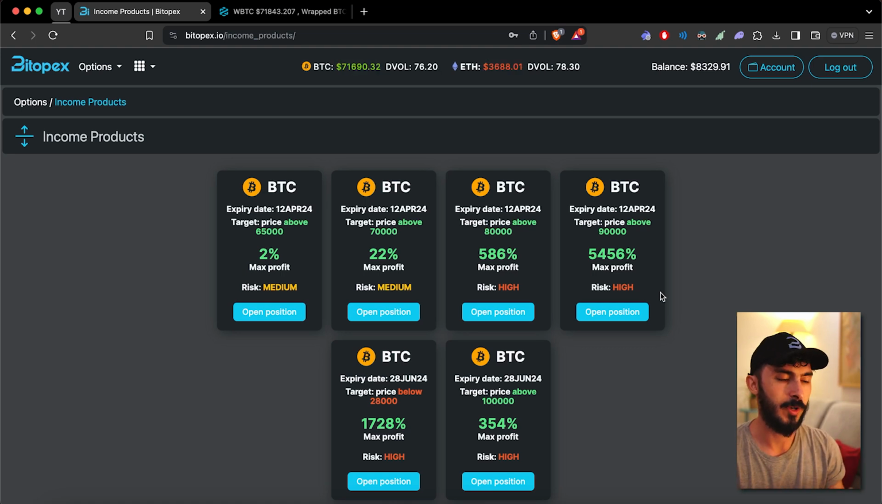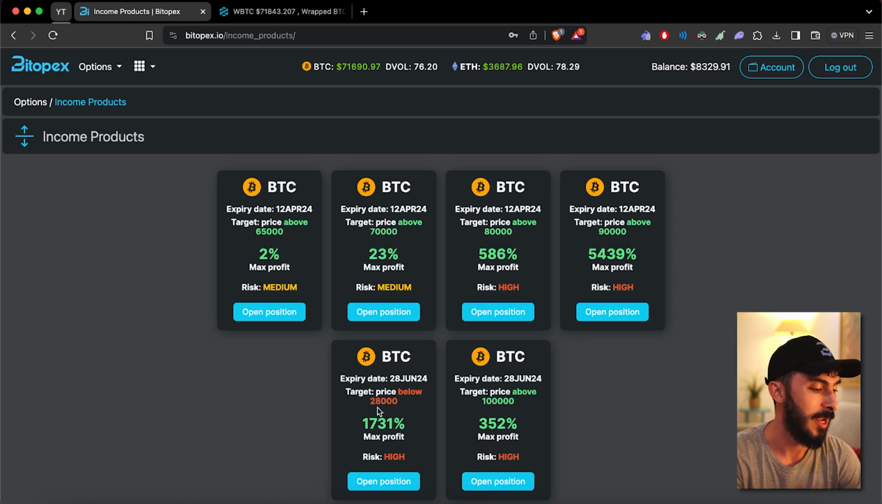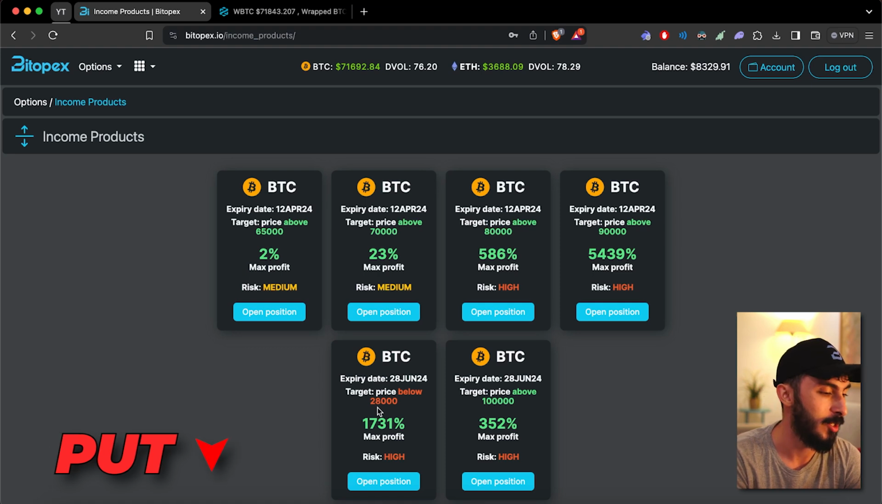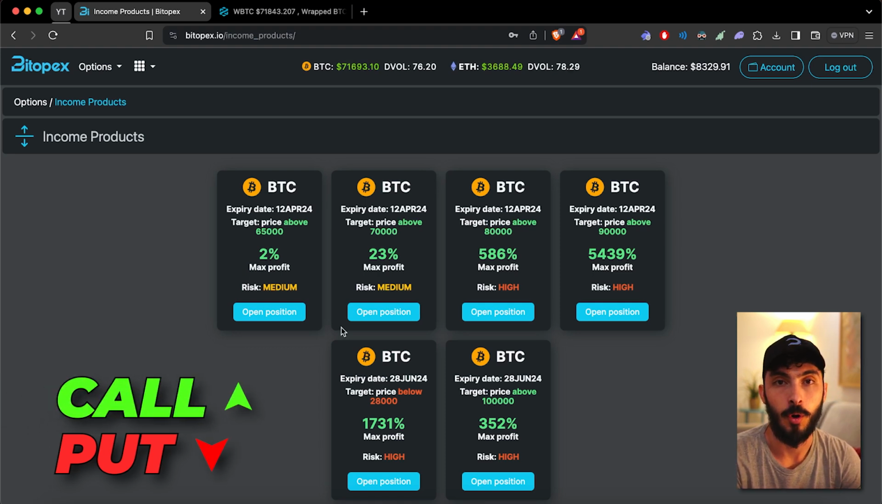So how do you differentiate a put from a call spread? Well, short answer, very, very simple. Here we label those as green and red. So if you see a red here, it means that it is a put spread. You want it to go down. And if it is green, it is a call spread. You want the underlying asset to go up.